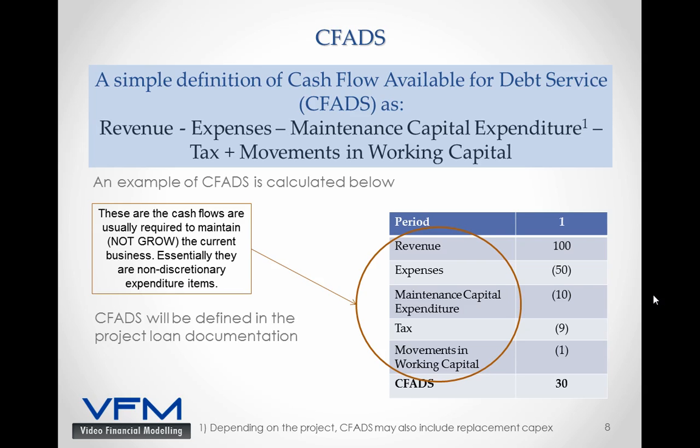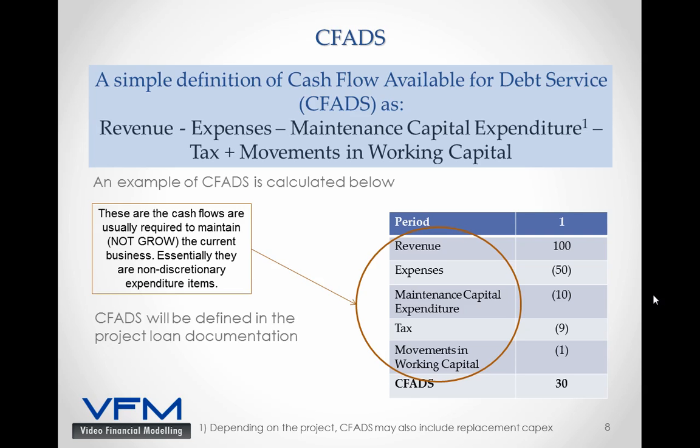Okay, over on the left it says these are the cash flows usually required to maintain, not grow, the current business. Now this is usually the case. So essentially they are non-discretionary expenditure items. Video financial modeling has seen this done a number of ways, and we've got a footnote here, but it says that CFADS may also include replacement CapEx, which is probably discretionary to a certain point.